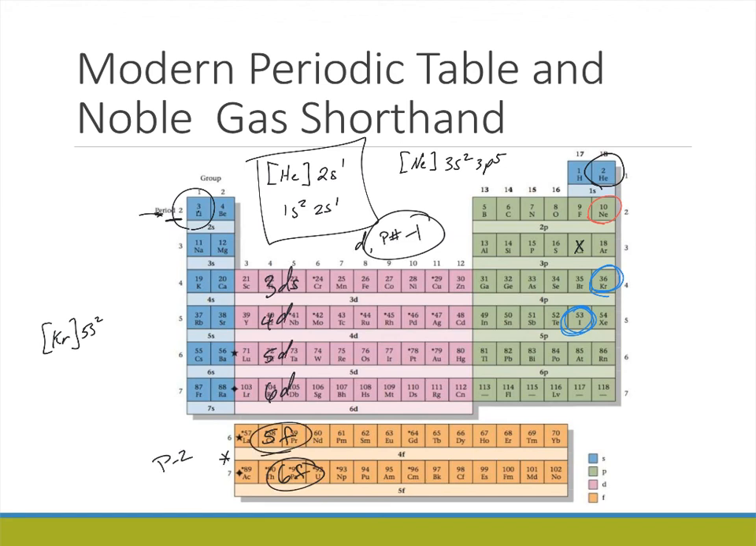Alright, so we did the 5s2. This goes then to 4d1, 4d2, 4d3, 4d4, 4d5, 4d6, 4d7, 4d8, 4d9, 4d10. So we have the 4d10, and then 5p1, 5p2, 5p3, 5p4, 5p5. That is much faster than writing it out longhand.